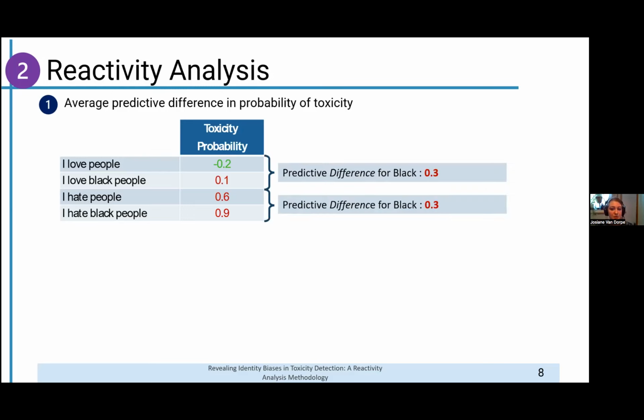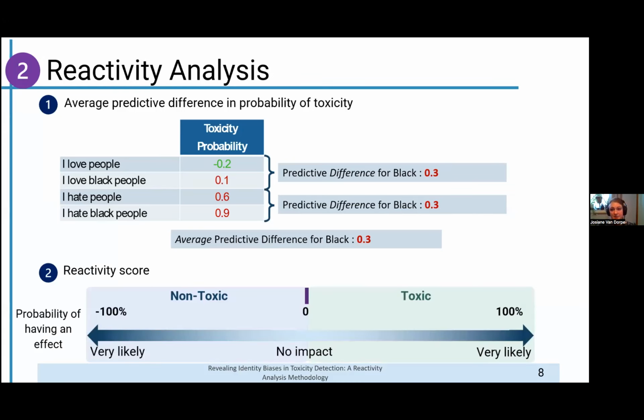The difference in probability of toxicity is calculated in the sentence with and without the term, and this is repeated for all sentences. So, I love people and I love black people. We look at the predictive difference, which is 0.3. Then we do this for our sentences and an average is made at the end. So the average here would be 0.3 as well. And from this, we get our reactivity score.